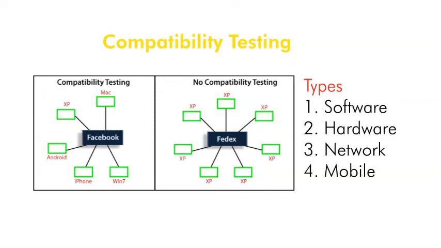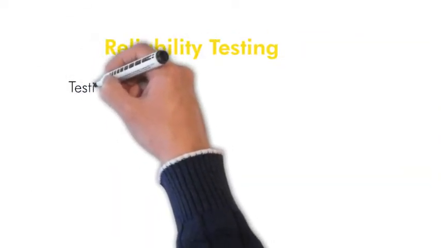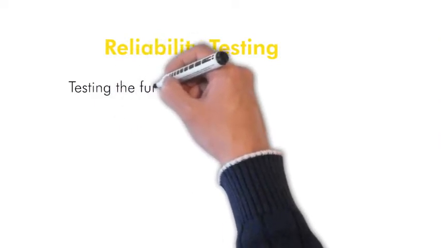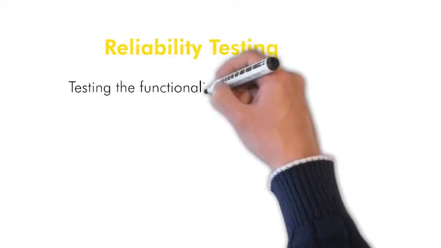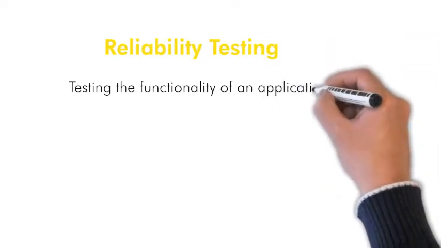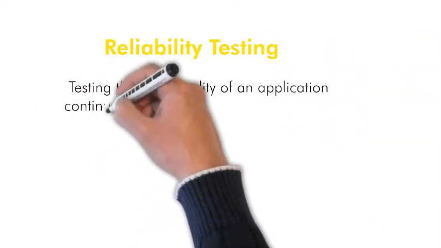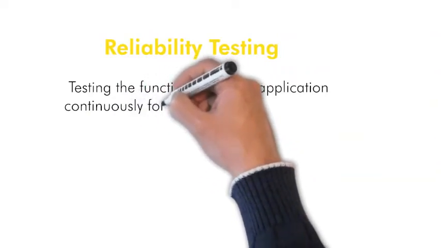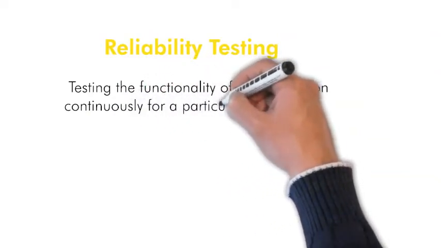Next type is reliability testing. Testing the functionality of an application continuously for a particular period of time is reliability testing. There are a few types of reliability testing: feature testing, regression testing, and load testing.